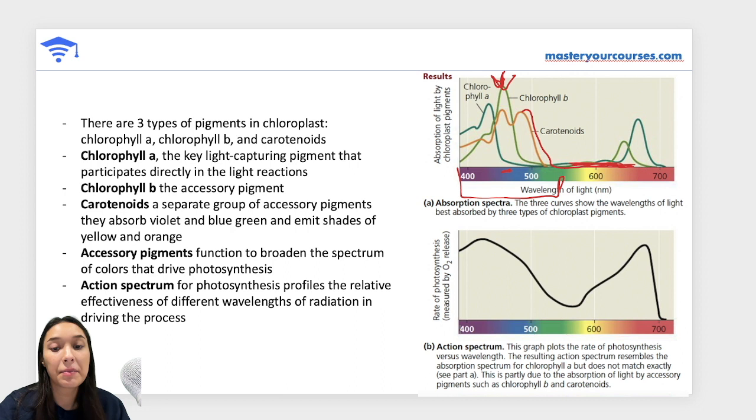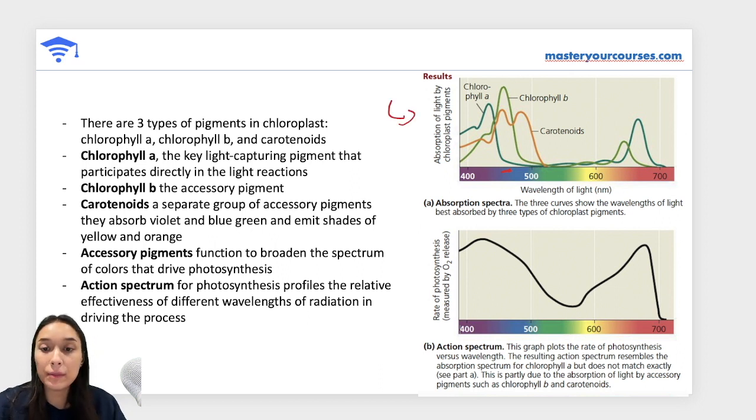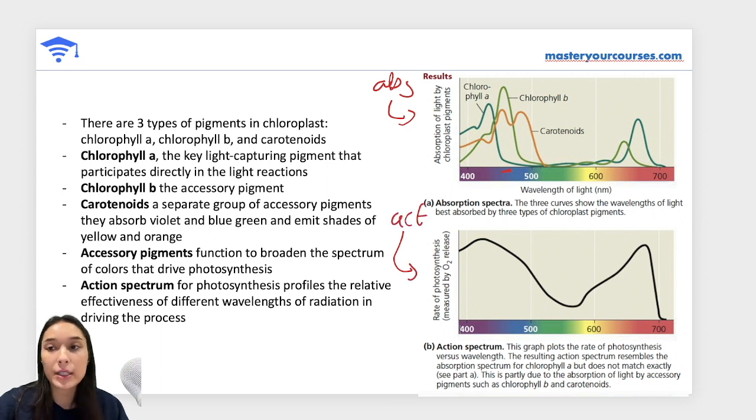So the accessory pigments are going to function to broaden the spectrum of colors that drive photosynthesis. Okay, so you get a little bit of a wider range, like we said, in terms of the wavelengths that are being absorbed. Now, you also have something called the action spectrum. This is the absorption spectrum, and this is the action spectrum. You have to be able to tell them apart as well as explain the differences between them.